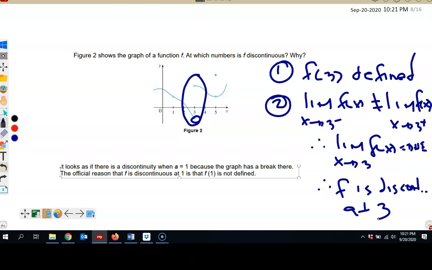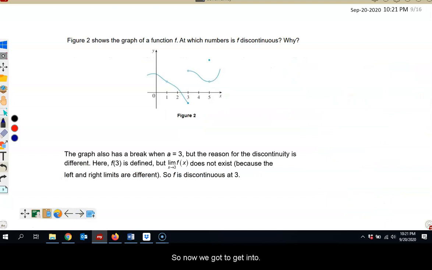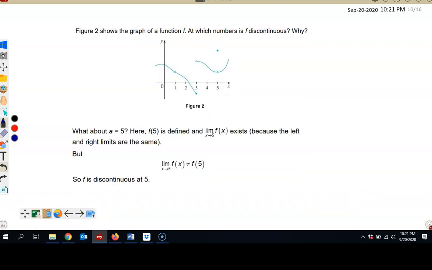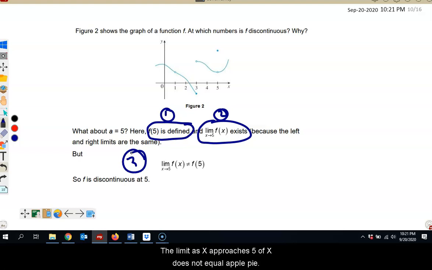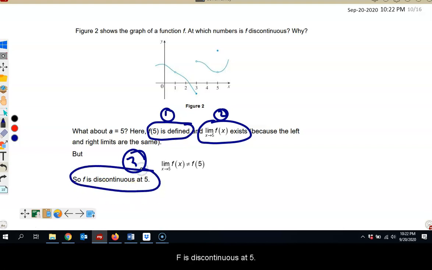And then at 5 is different than 1 because f of 5 exists, right? The limit from the left and the right are equal, so that limit exists, but the third step. So now we've got to get into reasoning, right? So what about at a equals 5? Here we know f of 5 is defined, so that's step 1. Here we know that the limit as x approaches 5 of f of x exists because the left and right limits are the same. But in step 3, the limit as x approaches 5 of f of x does not equal f of 5. Hence, f is discontinuous at 5.